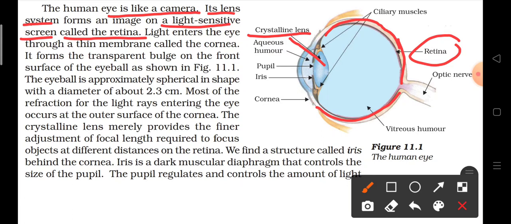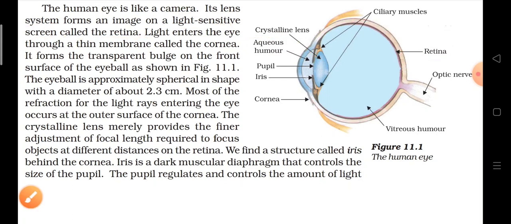So the first question is where the image is formed. You will say on the retina. Is the retina light sensitive or not? Yes, it is a light sensitive screen. Which system forms the image? The lens system forms an image of an object on the light sensitive screen, that is retina. So these are the questions you should be able to answer from this stanza. Okay, now we will move further.